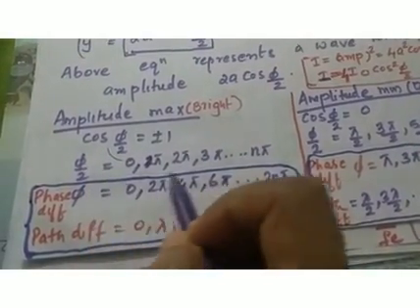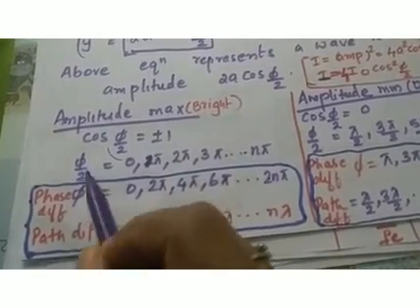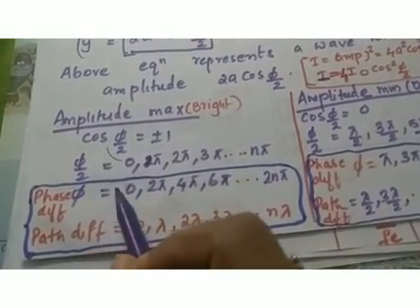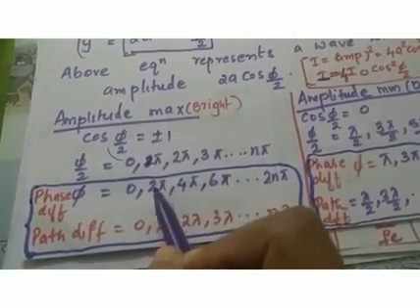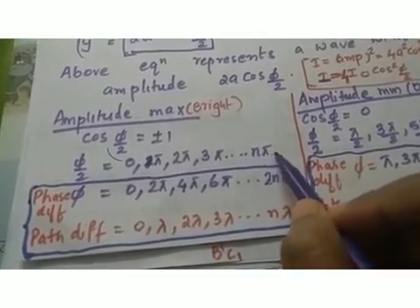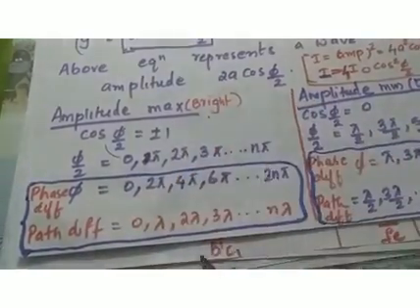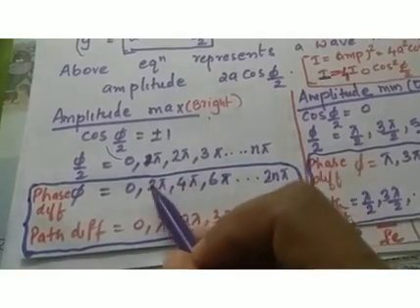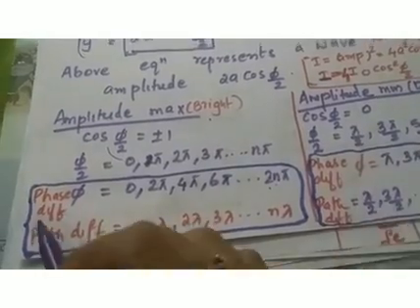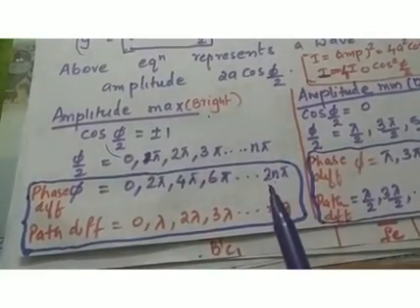So if phi by 2 is this, then what is phi? We need to find the phase difference phi. Just multiply 2 with all the terms here. So phi is equal to 0, pi into 2 is 2 pi, 2 pi into 2 is 4 pi, 3 pi into 2 is 6 pi, n pi into 2 is 2 n pi. So this is the condition for brightness or maximum amplitude. When the phase difference is 0, 2 pi, 4 pi, 6 pi, or generally 2 n pi, brightness is obtained on the screen.